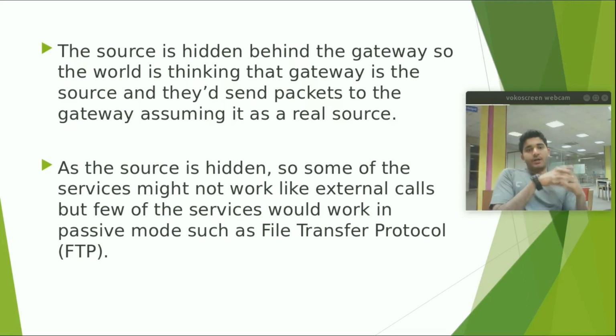All right. So when the source is hidden, there are some constraints that occur. The private systems cannot actually take external calls because they are not communicating with the internet directly. They are communicating with the internet indirectly through the gateway. So it is almost impossible for them to receive external calls.